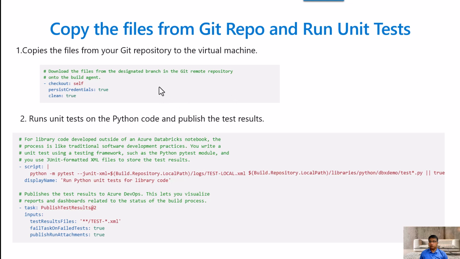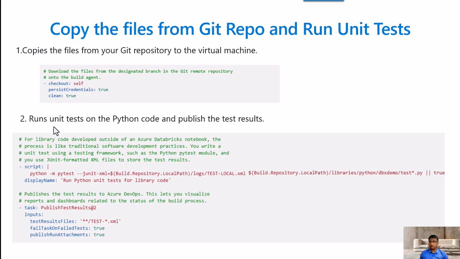So now you have all the tools installed. The next step is to copy these files from the Git repository to the VM, the VM which we have created, which is nothing but an Ubuntu VM. For that, in Azure DevOps, the checkout self means you are going to download the files from the remote Git repository into the build agent, so that your build agent, which is nothing but your Ubuntu, has them.